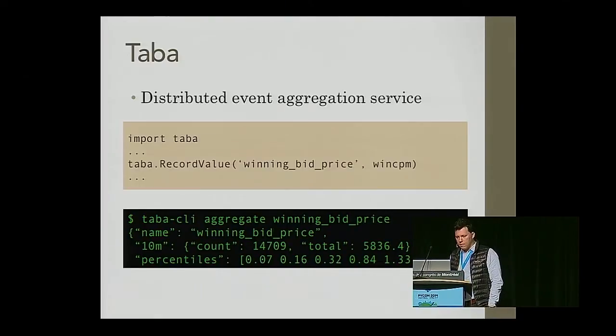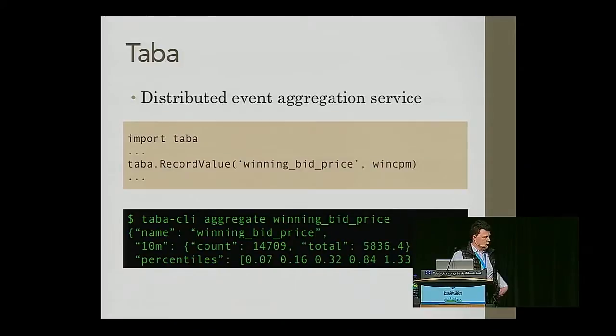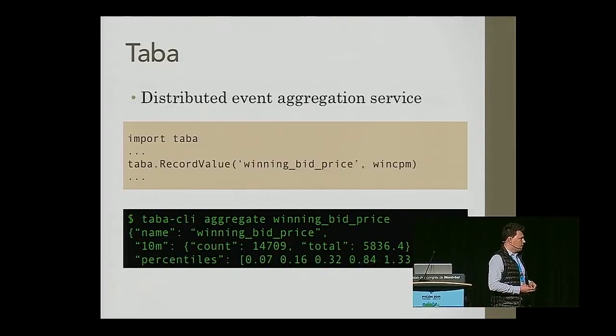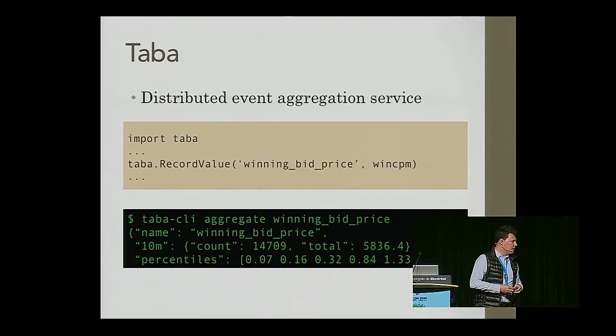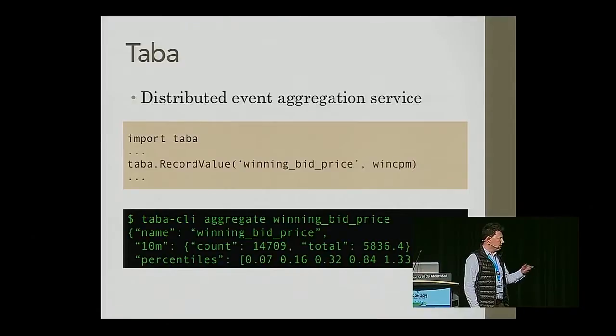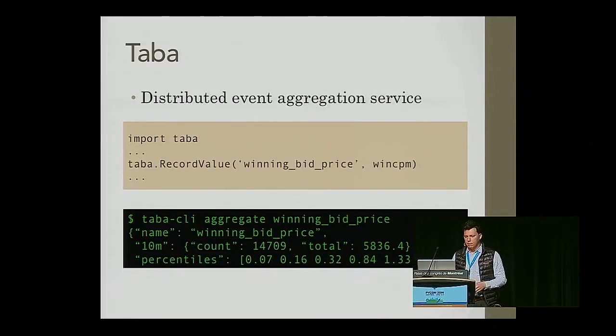Basically what it does is it helps you instrument your code by putting in calls to record events, and then those get aggregated into a central location where you can then query them. So for example, we can record the particular win price of a type of bid and then query it for example, the 10-minute sliding window and some percentiles.